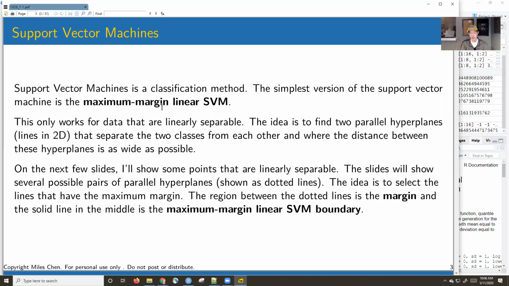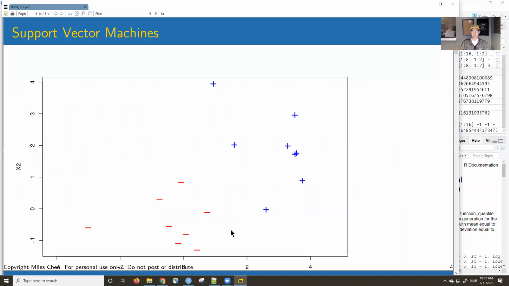I'm going to show you some points that are linearly separable, and then we'll look at several possible pairs of hyperplanes. They're going to just be shown as dotted lines, and then the idea is to select the lines that are going to have the maximum margin. The region between the dotted lines is what we call the margin, and the solid line in the middle would be the linear SVM boundary. Once we find the margin that's the maximum, that will be the maximum margin linear SVM boundary.